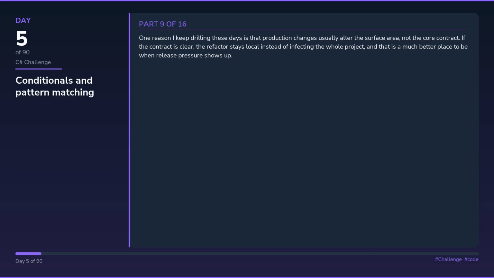One reason I keep drilling these days is that production changes usually alter the surface area, not the core contract. If the contract is clear, the refactor stays local instead of infecting the whole project, and that is a much better place to be when release pressure shows up. That is especially true in .NET, where dependency injection, middleware, EF, and background work can all make the code look more connected than it should be. Clear ownership prevents the drift and gives you a much smaller search space the first time something breaks.